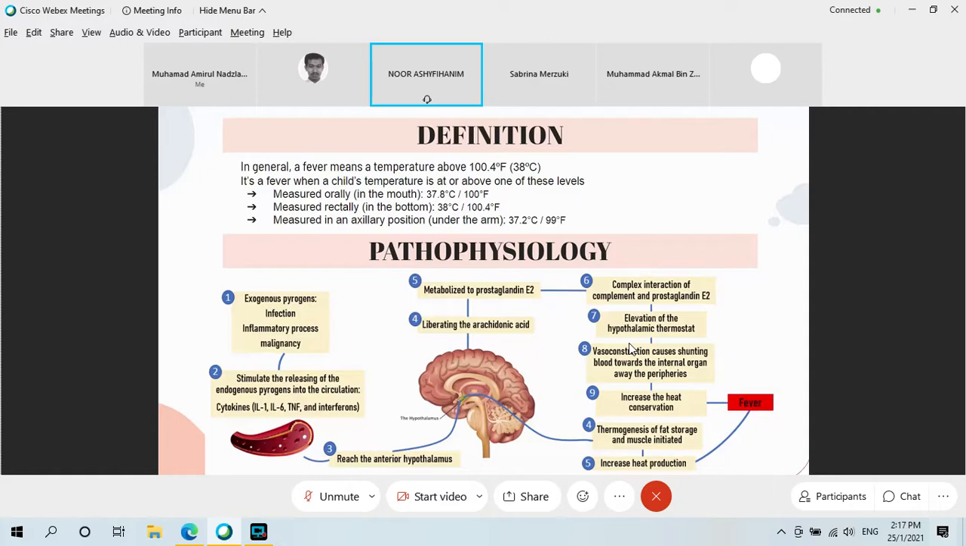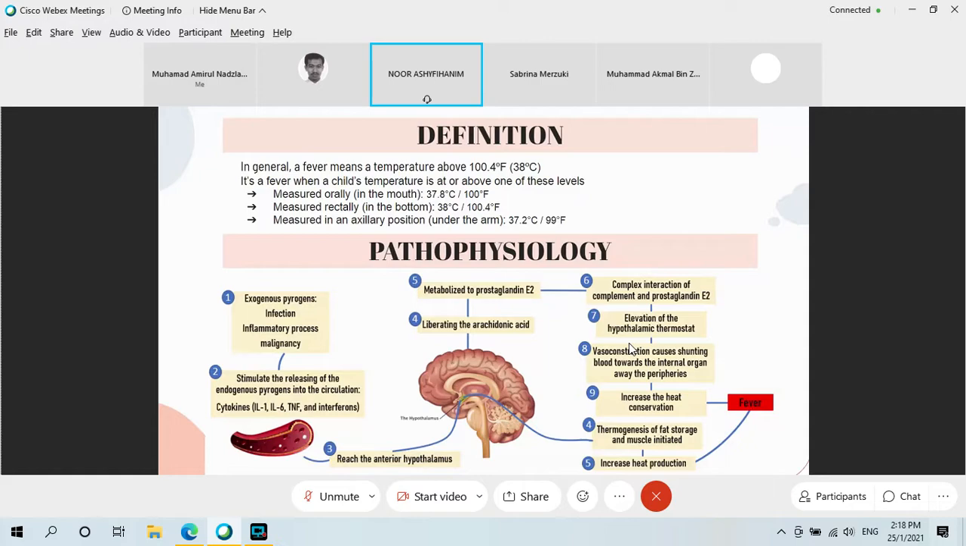So the development of fever begins with the release of endogenous pyrogens into the circulation as the result of infection, inflammatory process or malignancy. The microbes and microbial toxins act as exogenous pyrogens by stimulating the release of endogenous pyrogens, including cytokines such as interleukin-1, interleukin-6, tumor necrosis factor, and interferons. These cytokines then reach the anterior hypothalamus, liberating arachidonic acid, which is metabolized to prostaglandin E2.